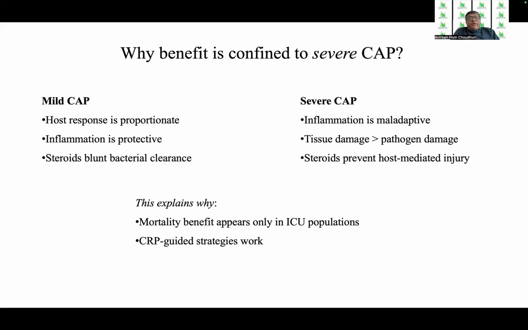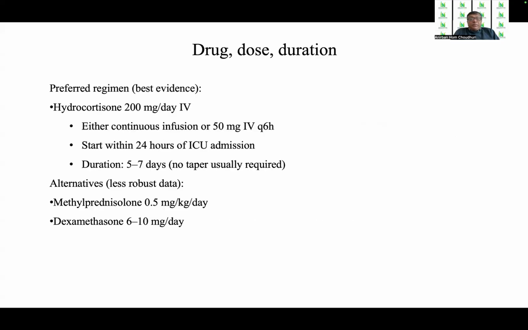So why is this benefit only confined to severe CAP? Because in mild CAP, the host response is proportionate, inflammation is protective, and steroids blunt bacterial clearance. Whereas in severe CAP, the inflammation is maladaptive, the tissue damage is more than the pathogen damage, and the steroids prevent host-mediated injury. And this is the reason why mortality benefit appears only in ICU populations and also in CRP-guided strategies. They seem to work.